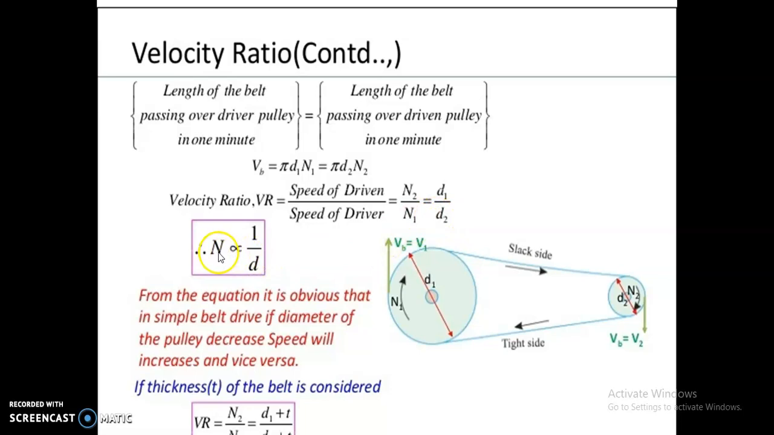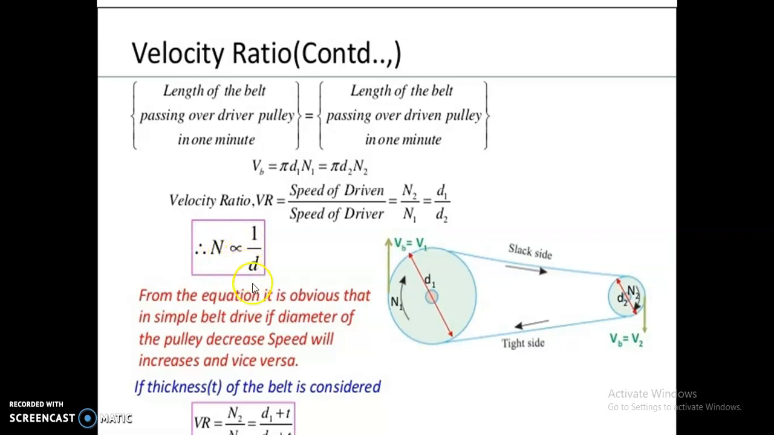Here n means the speed of the follower pulley or driver pulley, whatever it is. Speed is inversely proportional to diameter. Means if the speed of the pulley increases, the diameter decreases. If the diameter increases, the speed decreases. So this is a relation.